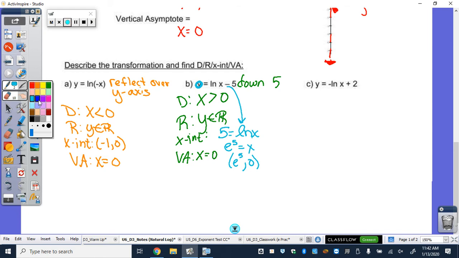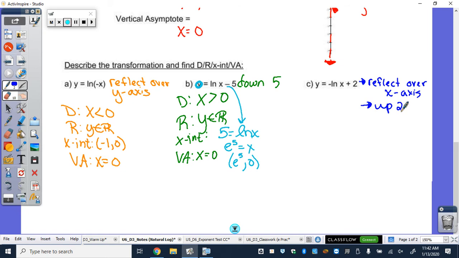Then looking at our last one there, letter C, we have 2 transformations that are happening. The negative out front means it's doing what? Yeah, reflect over x. And then the +2 means it's going up 2. So we had those 2 things, reflecting over the x, and then it's moving up 2. I'll give you a second. Go ahead, type that in. You can look at the graph if you don't already have it there.